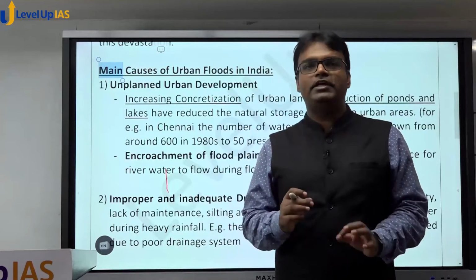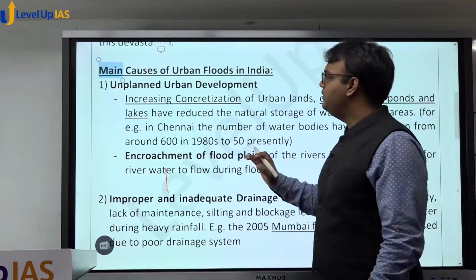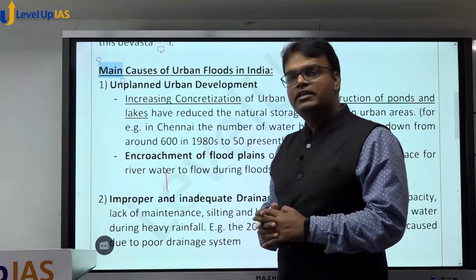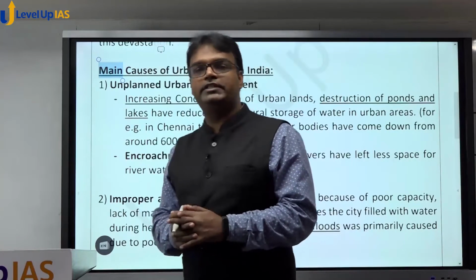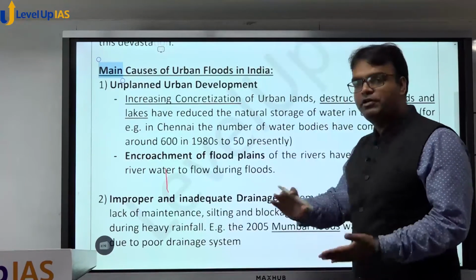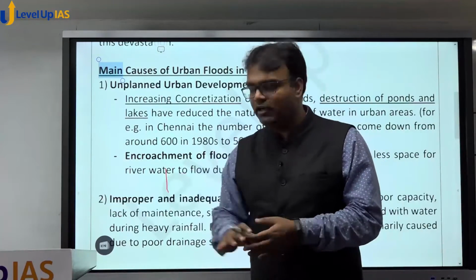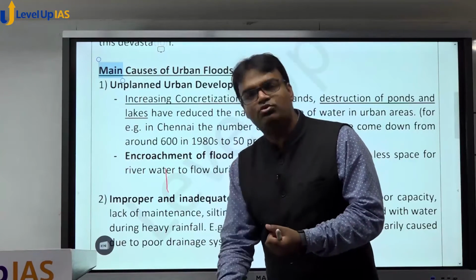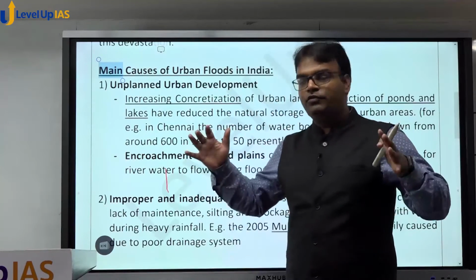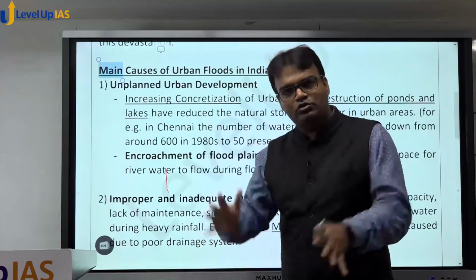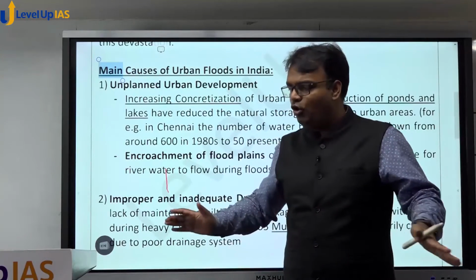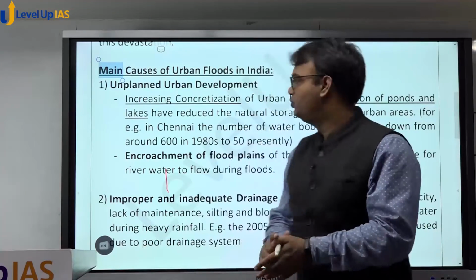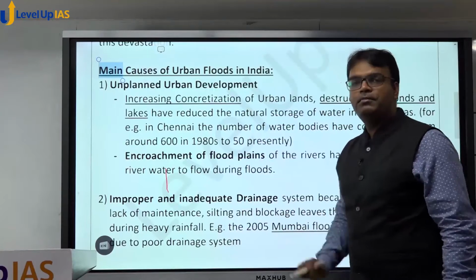Now, in unplanned urbanization, what are the dimensions? Dimension first is increased concretization. NDMA, National Disaster Management Authority's report says that our cities have become more and more concretized, and therefore when water falls, water is not able to seep into the ground, and if a lot of rain falls within a small period of time, all of it flows on the surface, creating the flood situation. So this is one major reason.